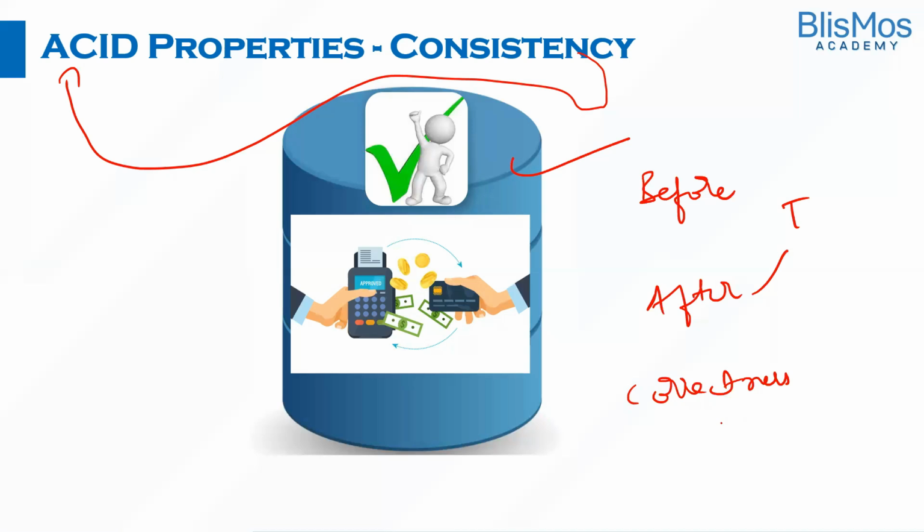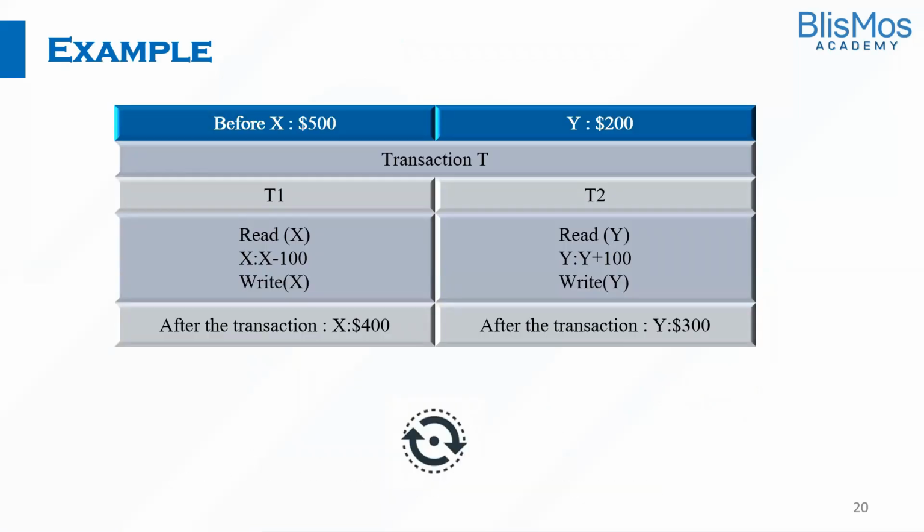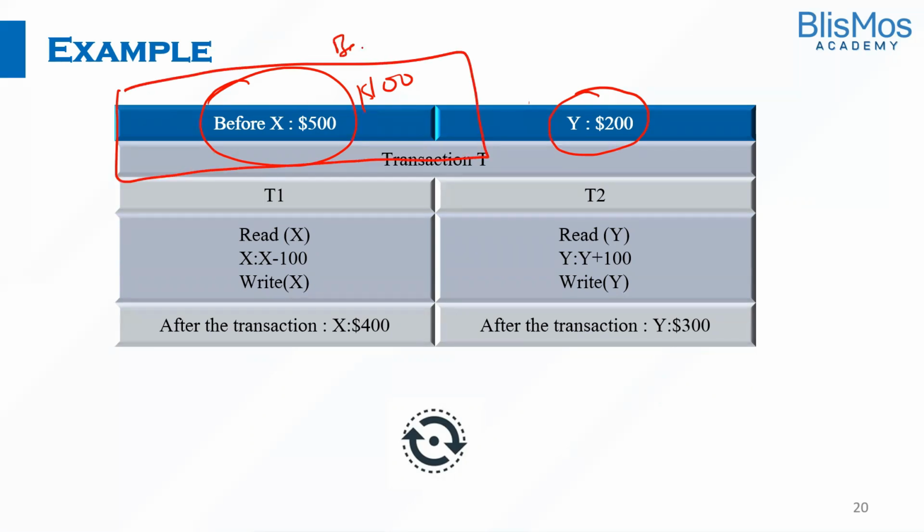Let us take an example and understand this. In this example, if you have seen our previous video about atomicity, we took the same example. The person who is transferring $100 has $500 in his account, and the person who is receiving the $100 has $200 in his account. This is the status before the transaction.